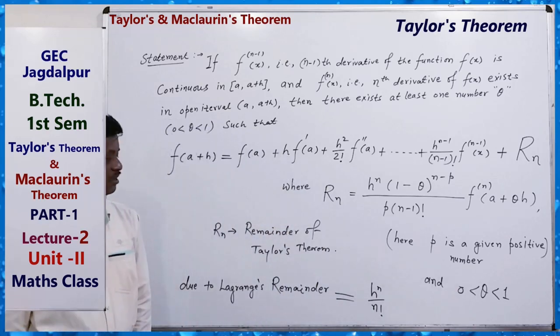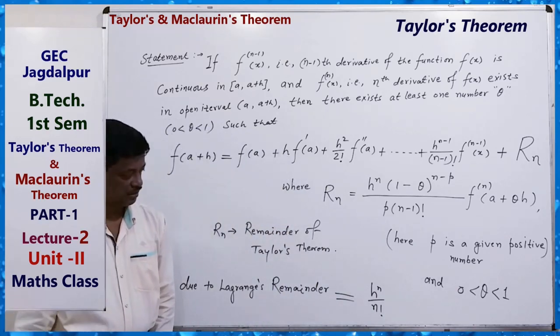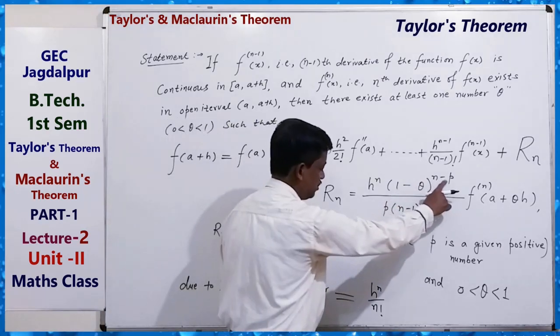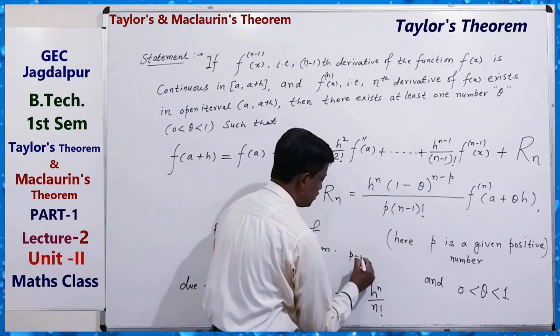Due to Lagrange's remainder, h to the power n. Here n equals p. Just here p equals n.